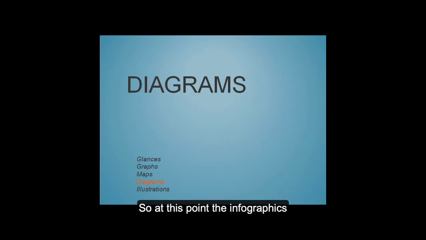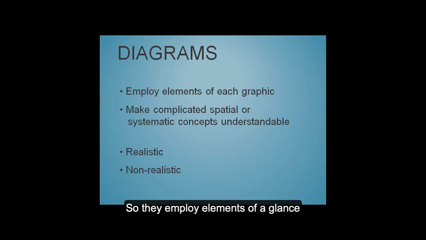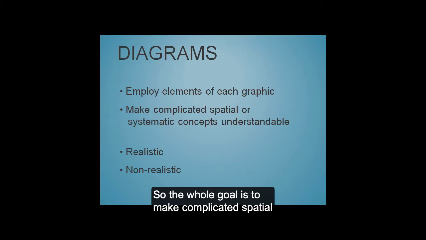Diagrams. So at this point, the infographics that have been discussed are glances, graphs, maps, and now we're on to diagrams. So diagrams are unique in that they employ elements of several different components and pieces. They employ elements of a glance in the way they organize, a chart in the way that they convey the information symbolically, a map because of that reality on a small scale, and illustrations. So the whole goal is to make complicated spatial or systematic concepts as understandable as possible.